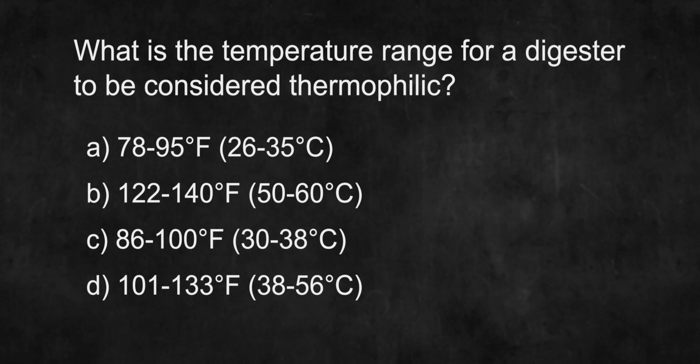What is the temperature range for a digester to be considered thermophilic? A. 78 to 95 degrees Fahrenheit. B. 122 to 140 degrees Fahrenheit. C. 86 to 100 degrees Fahrenheit. D. 101 to 133 degrees Fahrenheit.